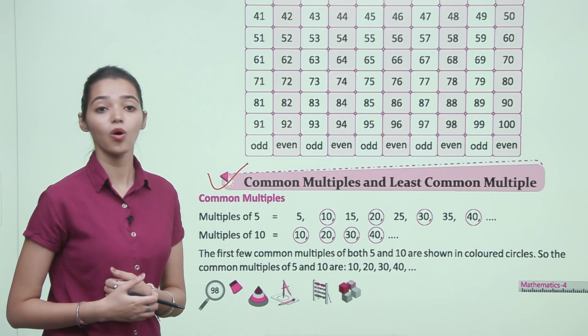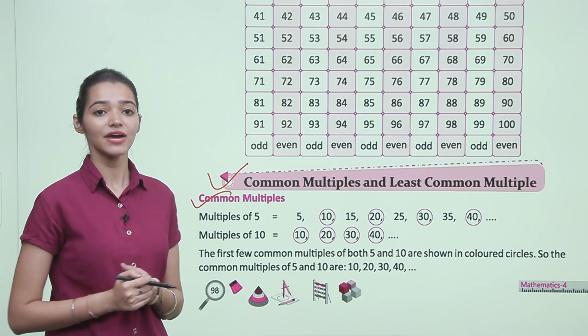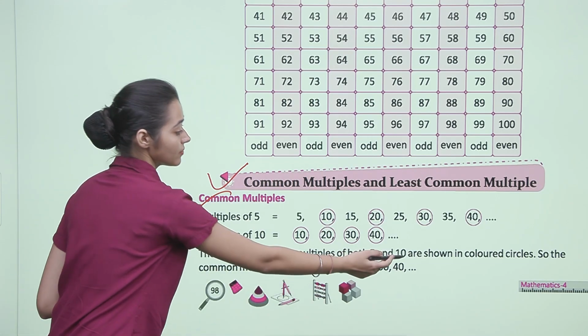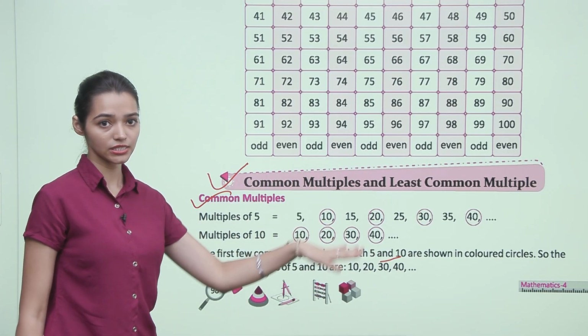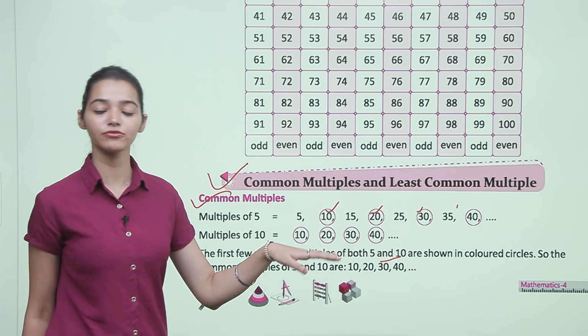Next is our common multiple and least common multiple. Let's start with the common multiple. We have written the multiples of 5 and the multiples of 10, and here are the first few common multiples of 5 and 10 in the colored circle. So the common multiples are 10, 20, 30, 40 and 50 and so on.